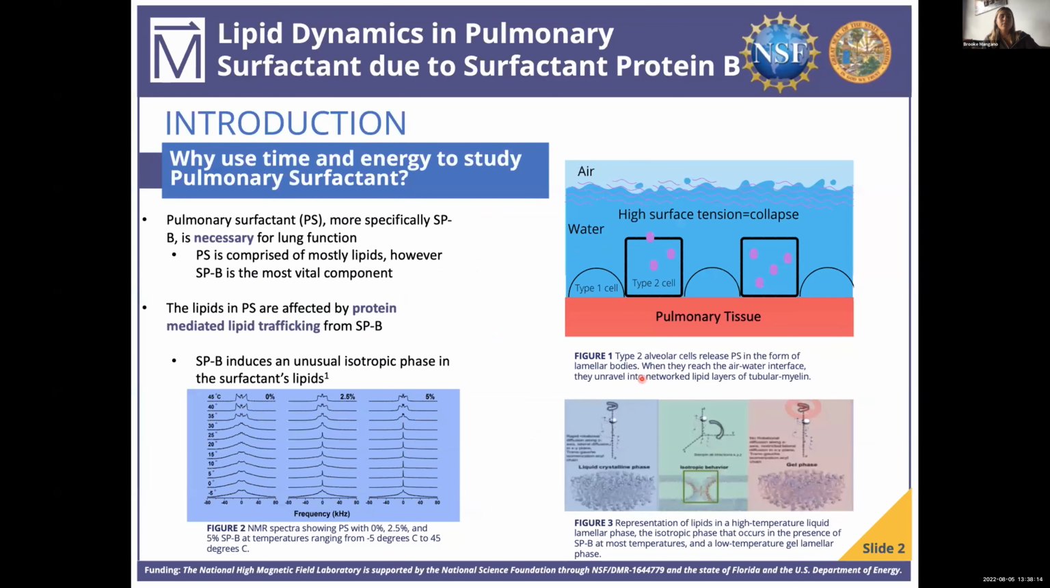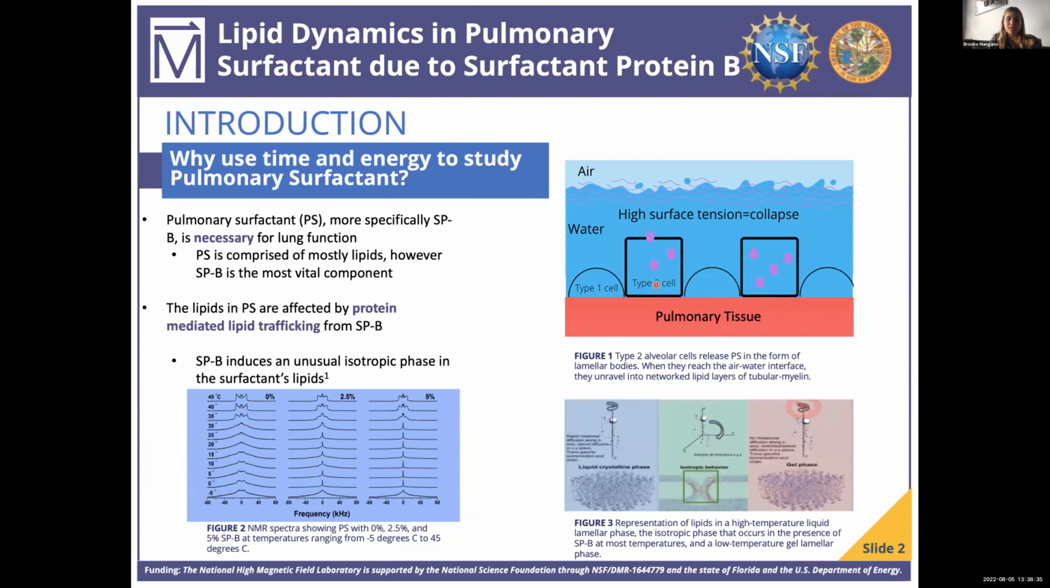Why use time and energy to study pulmonary surfactant? So pulmonary surfactant is necessary for lung function, and this is all because of surfactant protein B. It is the most vital component of the mostly lipid surfactant. So it's 90% lipid and 10% protein, and SP-B is the most vital component because it induces this behavior.